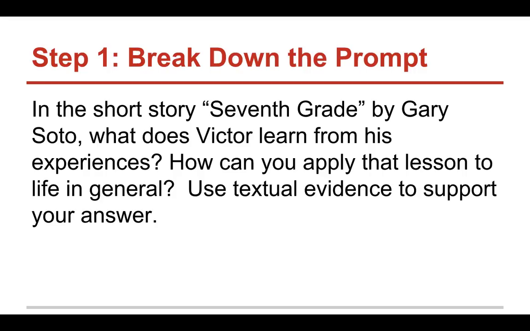So to look at this prompt broken down, you can see that there are several different parts. The first part of the question that you have to answer is, what does Victor learn from his experience? The second part is, how can you apply that lesson to life in general? And then the third part is to use textual evidence to support your answer. That means that you actually have to have examples from the text. So once you have the prompt broken down, you can then go ahead and start writing your paragraph because you know exactly what you need to have in it.